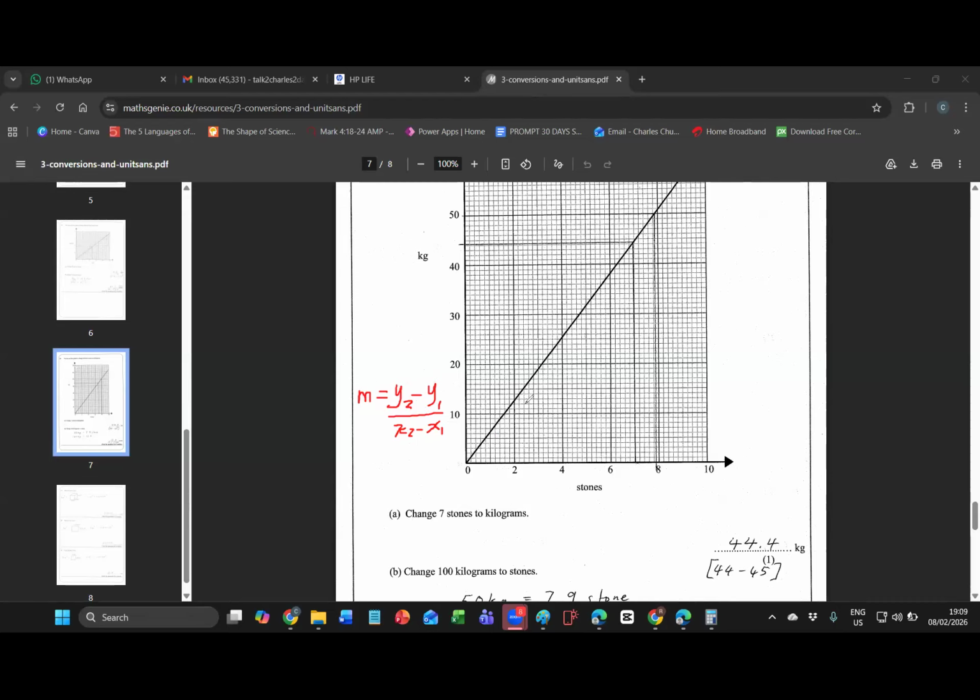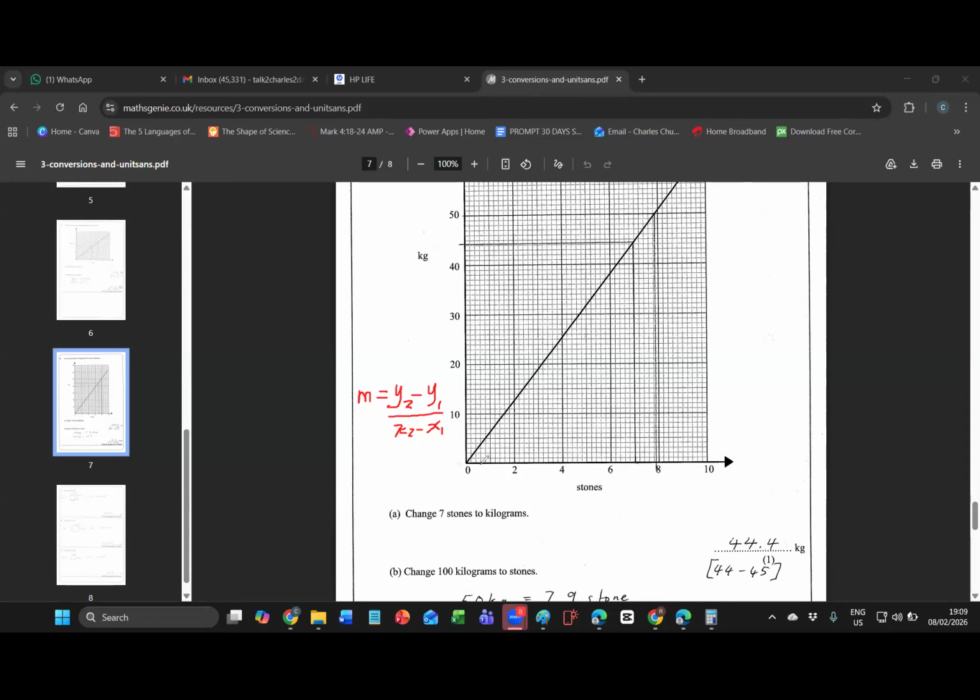All right. So now the catch for this is to try and see if you can draw it in such a way that it rhymes with where you have whole numbers. Okay, so this is what I mean. You figured out that 7 stones is 44 kilograms, right?